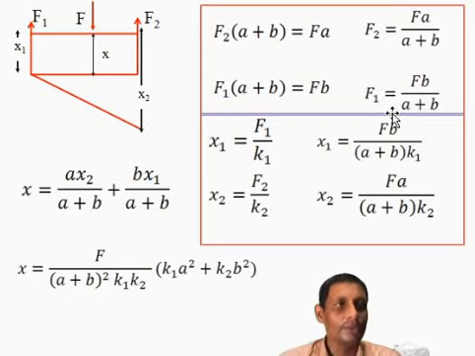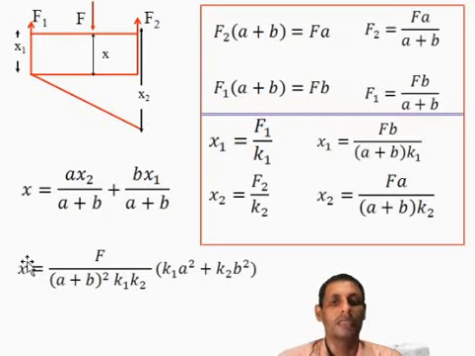Now we know that stiffness is equal to force divided by deflection, or deflection equals force by stiffness. We will get expressions for x1 and x2, that is the deflection at the left and right points. Substituting x1 and x2 in the standard equation derived in the previous slide, we get an expression for x. That means the actual deflection of the bar from the initial condition will be F divided by (A plus B) whole square into K1 K2 into (K1 A square plus K2 B square).